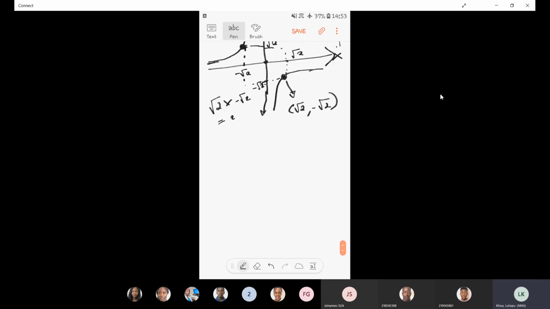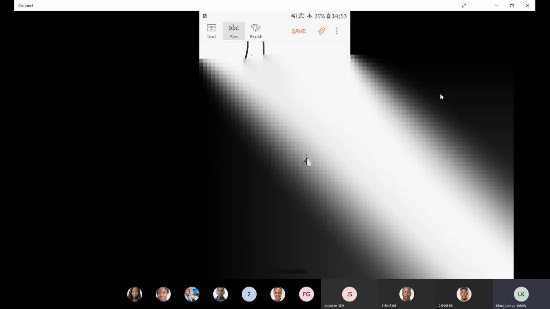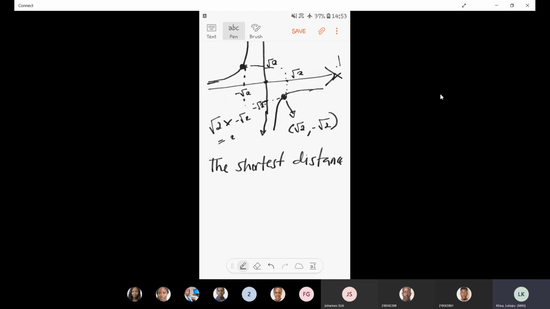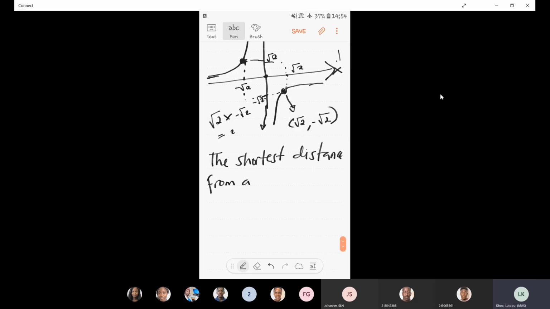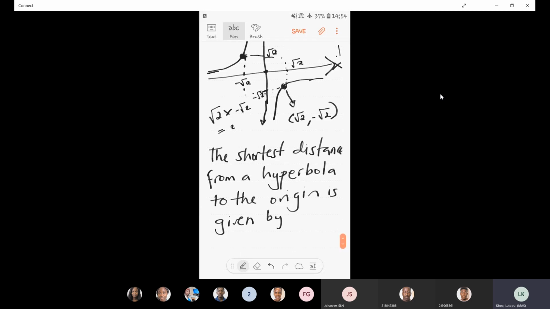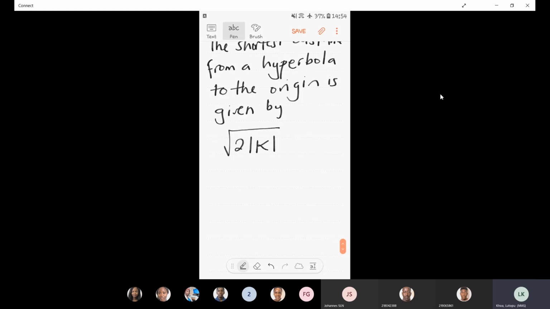We know that with the hyperbola, the shortest distance of any point on the hyperbola to the origin is given by a formula. Okay, so this is actually the formula for the shortest distance between the hyperbola and the origin.